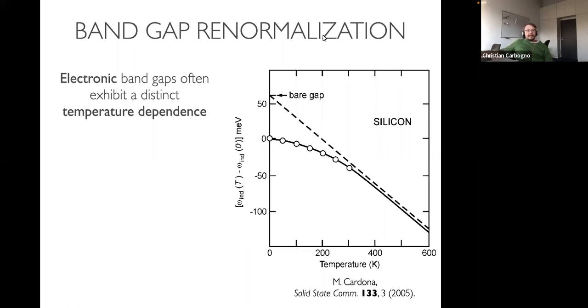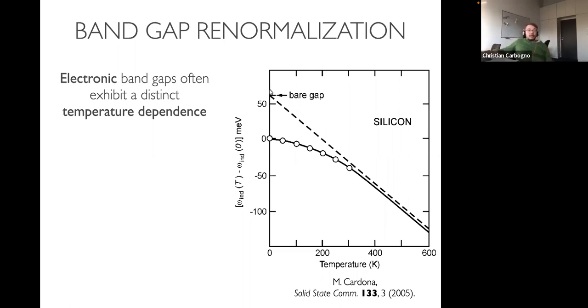If you measure the band gap here in silicon as a function of temperature, you see that it has a very distinct dependence on temperature. And this is not linear, at least in the beginning, and only becomes linear at high temperatures. This is, as a matter of fact, a quantum nuclear effect. The tail here is described by classical motion, which you can extrapolate down linearly. And this would be what is called the bare gap, if the nuclei would really stick to their static positions at zero K.